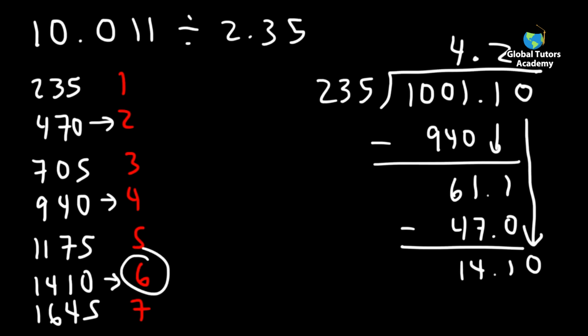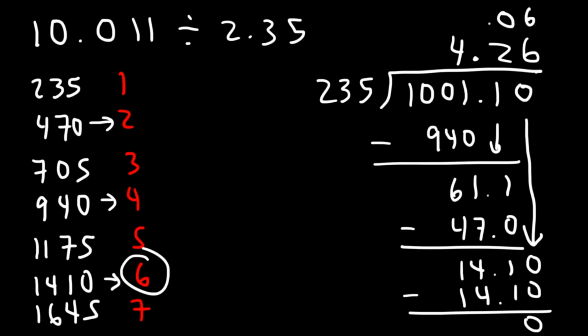Now 235 times 6 is 1410, and because the 6 is in the hundredths place, 235 times 0.06 will be 14.10. And so now we have a remainder of 0. So this is the final answer. So just to confirm it, if you type in 10.011 divided by 2.35, it will give you this answer, 4.26.